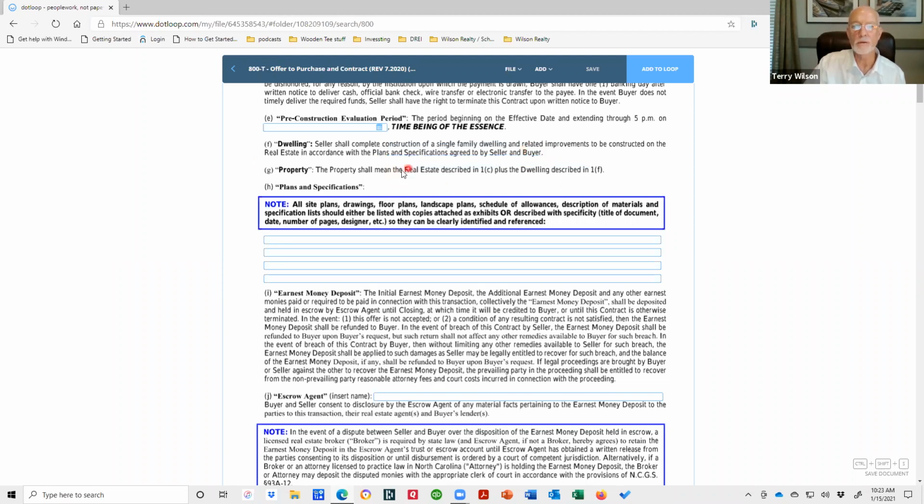This section right here, you're not involved in that. That has to do with the construction of the house. You're not involved in that. The property shall mean the real estate described in 1C plus the dwelling. Remember, like I said, once they build the house and they attach it to the land, it becomes real property.